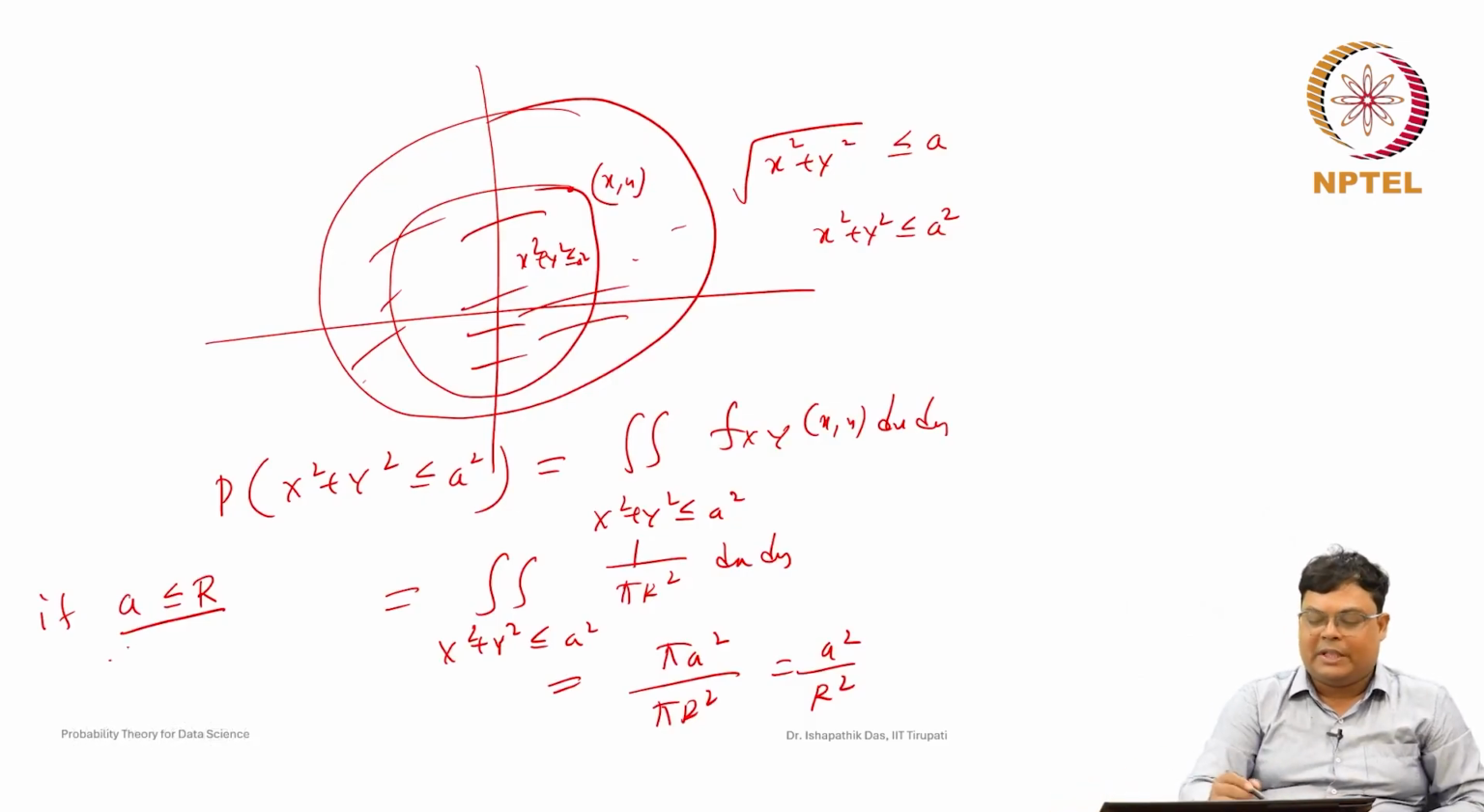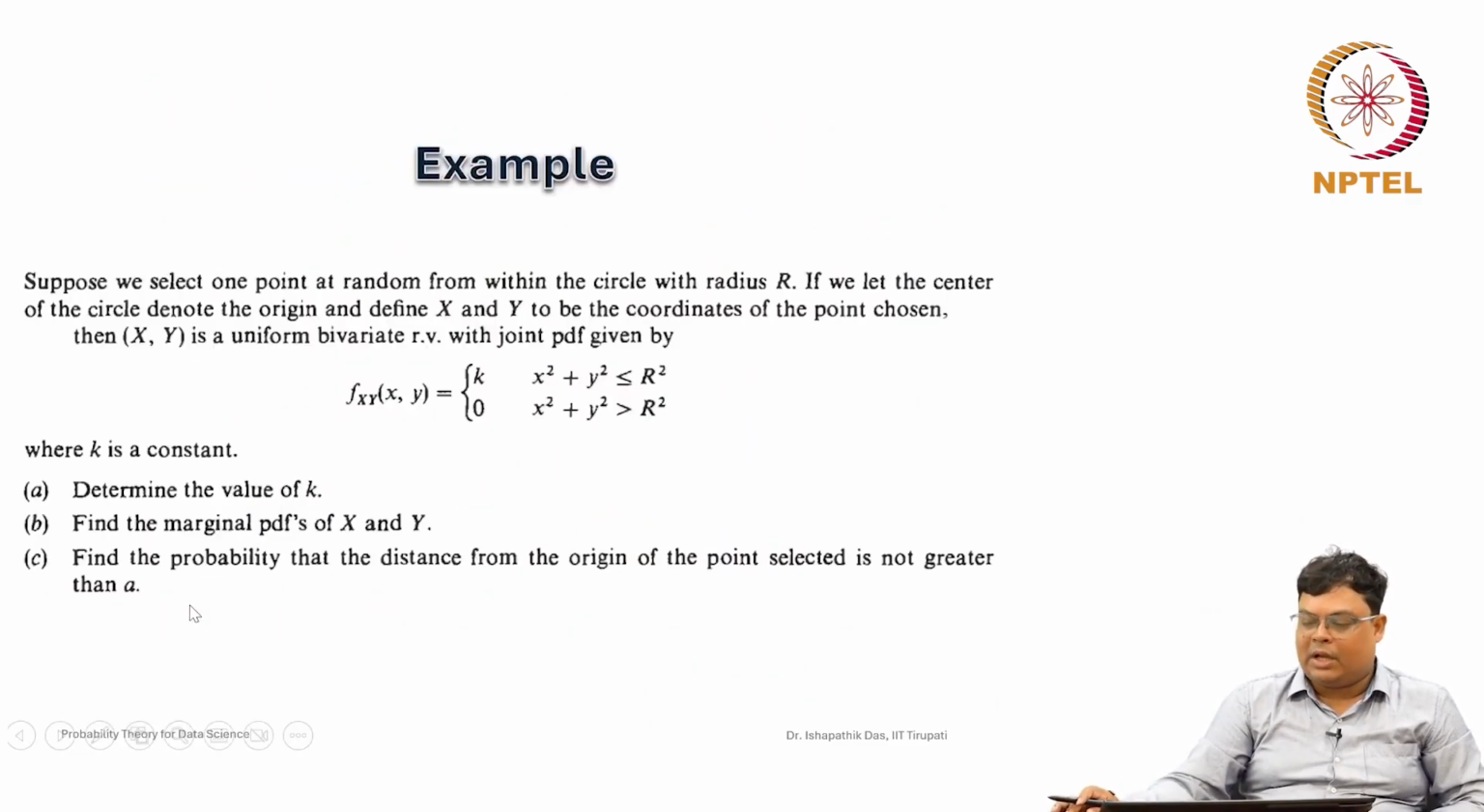We have to specify the value of a, because the problem did not specify it. Here we find the probability that the distance from the origin of the selected point is not greater than a. So, it is very important where a is situated.